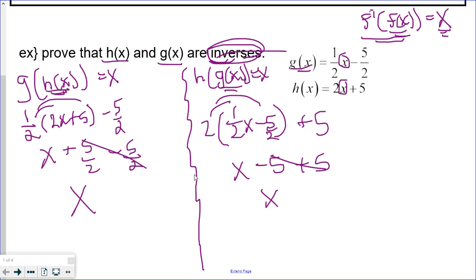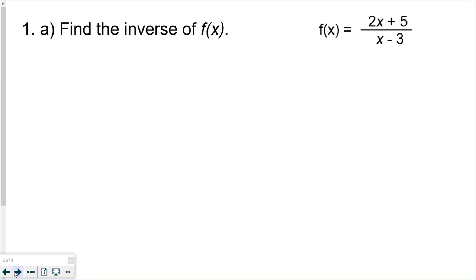Now, let's look at this next example real quick. If I can move forward. There he is. Okay, look. I want us to be careful with this. Find the inverse of f of x. So here's f of x. It's 2x plus 5 over x minus 3.